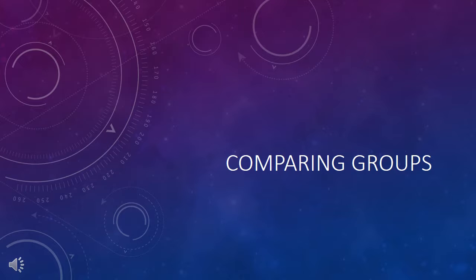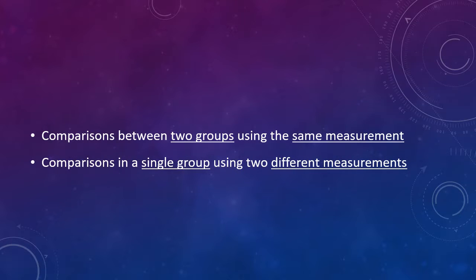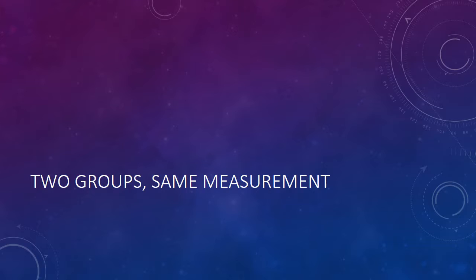In this session, we're going to look at three types of comparisons. Comparisons between two groups using the same measurement, comparisons in a single group using two different measurements, and comparisons between several different groups simultaneously. First, let's look at two groups using the same measurement.